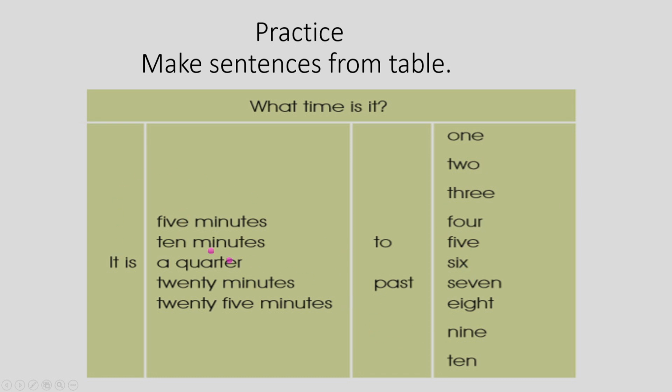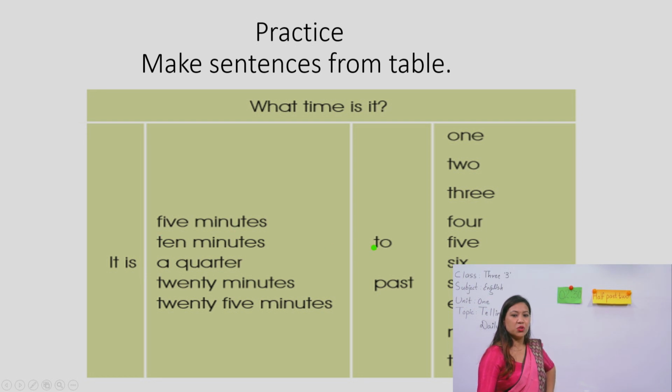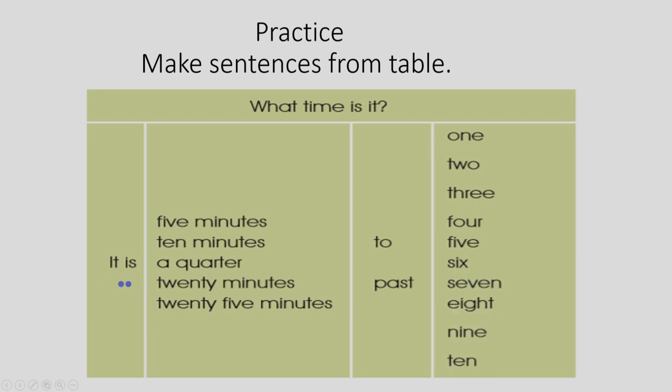And from this table what you have to do is make sentences as many as possible. From this table you can make many sentences, right? I have given some examples. We have to take one word from each column and make a sentence. Okay, let's practice. It is 5 minutes to 1. Okay, one sentence done. Next, it is 10 minutes to 2. It is 10 minutes to 3. In this way you can make many sentences.